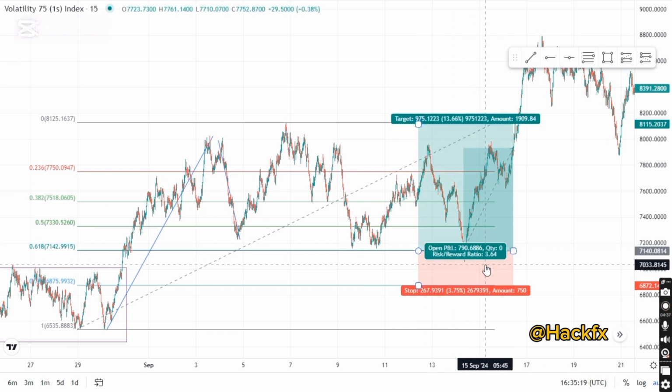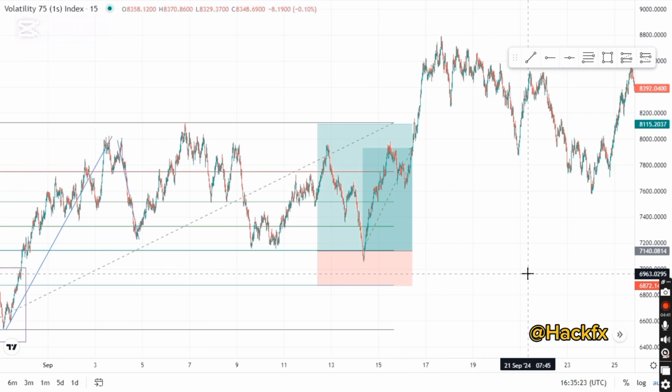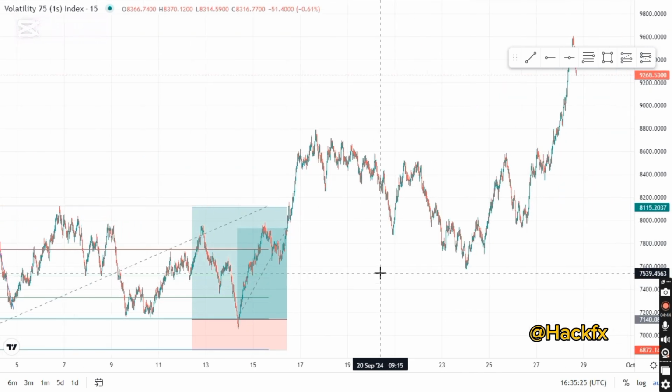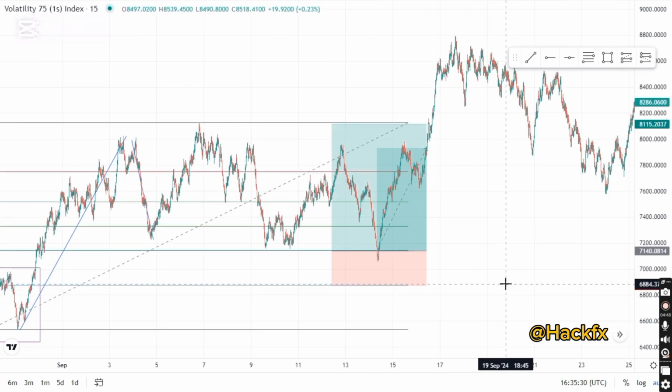So guys, this thing works. I've been using this strategy for a long time and I just decided to share it with you guys. Information is key. Always appreciate the person that showed you how to fish.